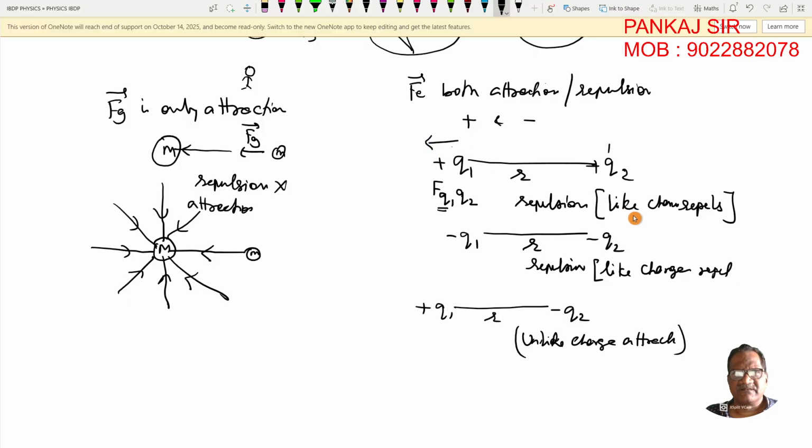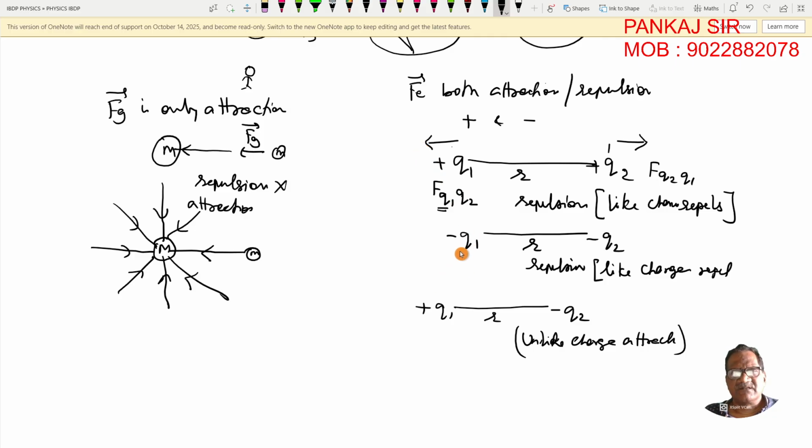Are you getting me? And same way, suppose if you write F q2 q1, this will mean the force acting on q2 due to q1. This force will be in this direction. So can you see q1 is throwing q2 back, or it is repelling q2, and q2 is repelling q1. You get me?